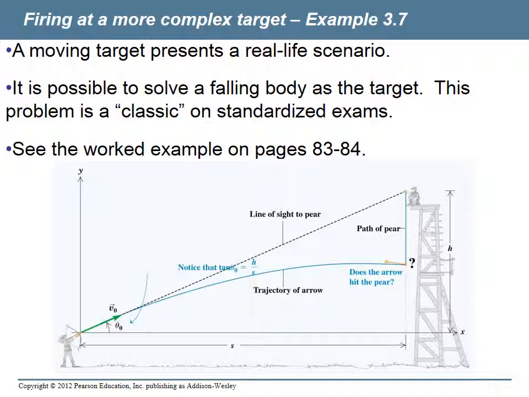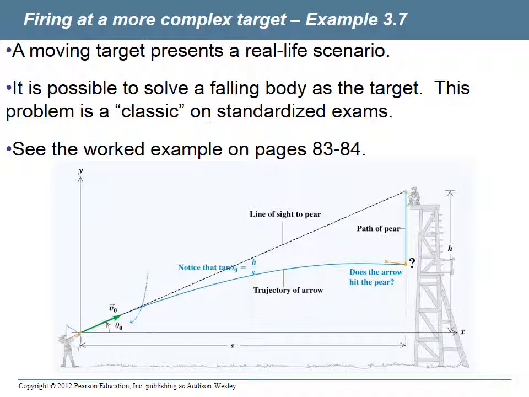If you have a guy sitting up here about to drop a pear, and you have another guy down on the ground that wants to hit the pear, and he's going to drop the pear at the same exact time that he launches the arrow. Now, where would you aim? You might say, well, it's going to fall, so I should aim below. But in reality, if you do that, it's going to shoot a little bit lower.